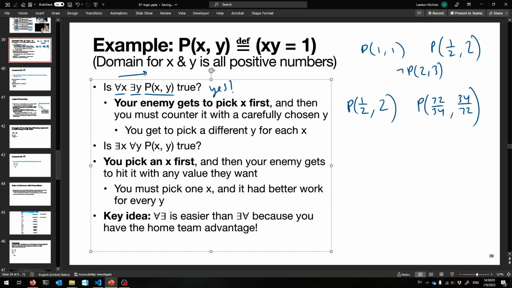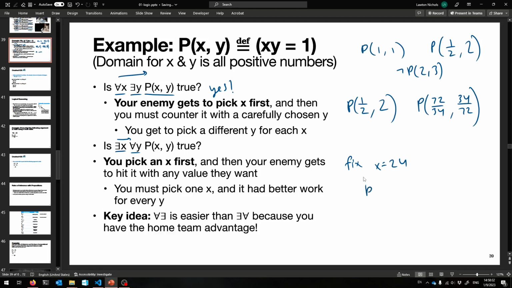Okay? Let's try the flip side of that. Is it true that there exists an x such that for all y, P of x y is true? Again, remember, you're working left to right. You have to pick the x first, and then your enemy is going to pick horrible values to counter it with. So you're forced to pick one x, and it better work for every y. You're saying something like, all right, my special value is 24. So you have to fix x equal to 24, and then it better work for everybody. Like P of 24, 2, your enemy might pick 2, P of 24, 3 better be true for every value. It has to work for all of them. And it's obvious that you cannot find any value such that that value times everything else is 1. That'll never work out. So this one's false. Does that make sense?